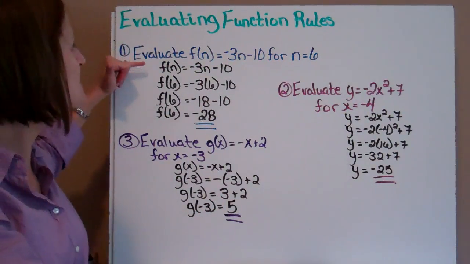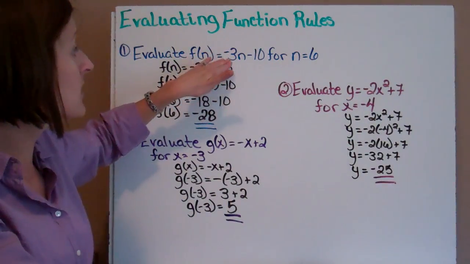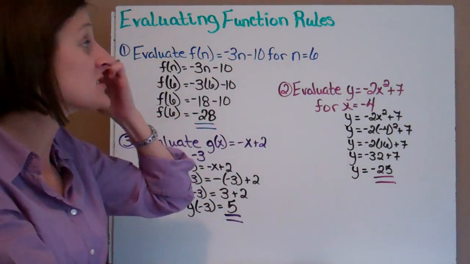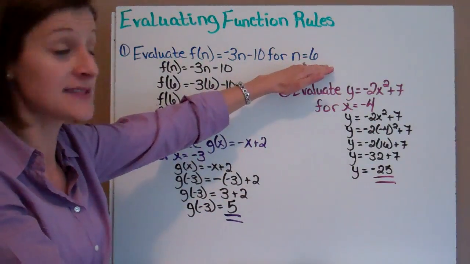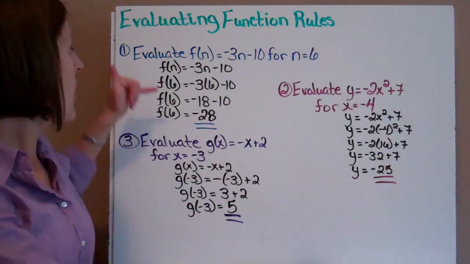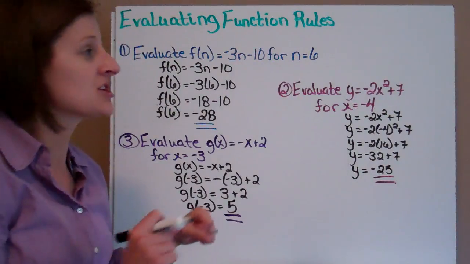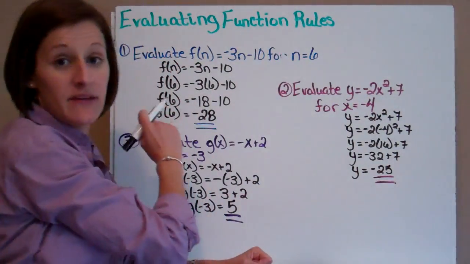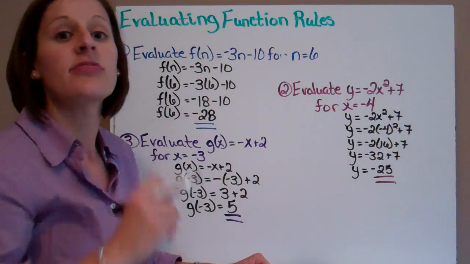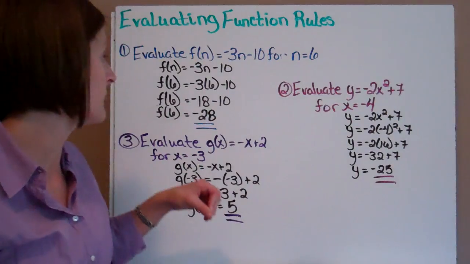Alright, so this first one I want to evaluate for f of n. There's a fancy function writing. f(n) = -3n - 10, for n equals 6. So what it is asking me is to take this 6 and plug it in for n and solve. So I'm going to write my rule out. And then how you do the notation is this is what I'm putting in for n. So I'm going to do f and then parentheses 6. That's how I know, okay, n is going to be 6. That's what I'm plugging in right now.